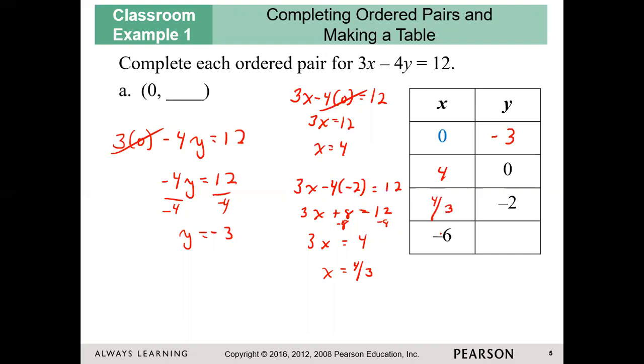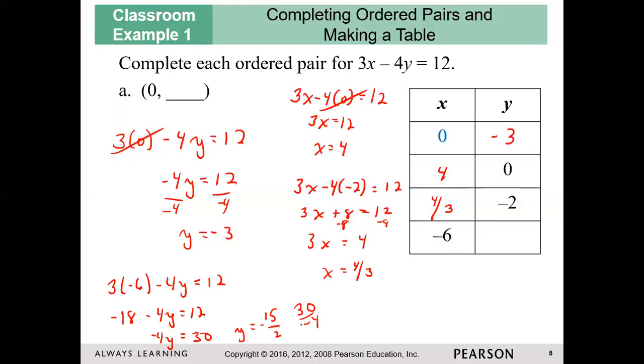And then last but not least, we'll substitute negative 6 for x. So this is going to be 3 times negative 6 minus 4y is equal to 12. This is negative 18 minus 4y is equal to 12. You're going to get negative 4y is equal to 30 by adding 18 to both sides. And then last but not least, you get y is equal to negative 15 halves, simplifying the fraction because you would get 30 over negative 4. And of course, you can't leave it like that. It's an unsimplified fraction. So we simplify the fraction to get negative 15 over 2.